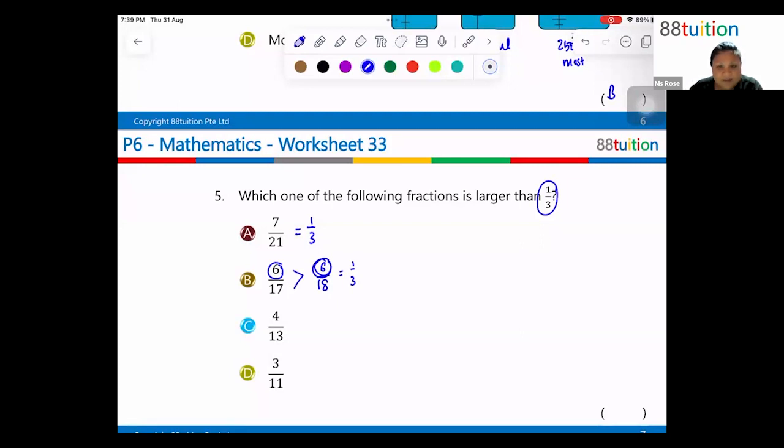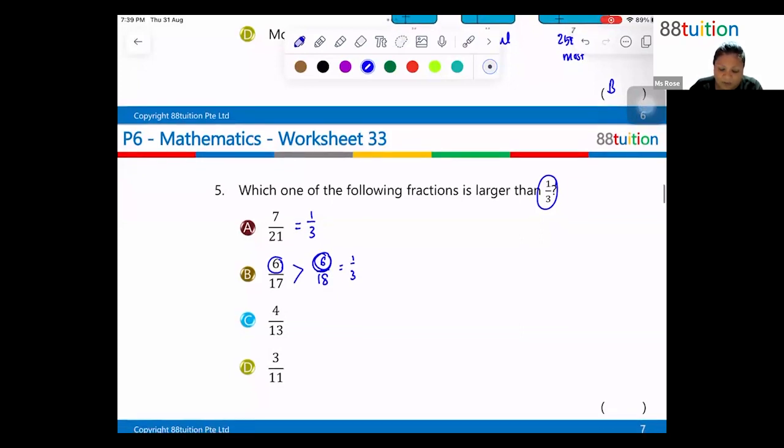This is certainly greater, right? So now, if I were to compare with the rest, 1/3 is equal to 4/12. So this is bigger. And 1/3 is equal to 3/9. And this is also bigger. So which fraction is, sorry, it is smaller. So which fraction is greater than 1/3 would be B.